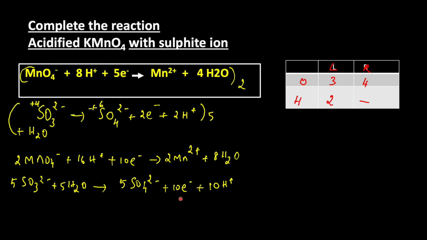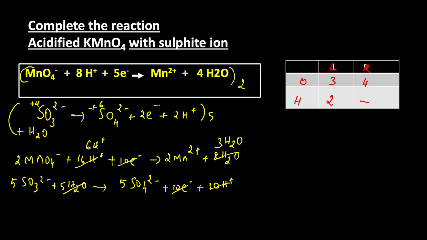So we can cancel the number of electrons. At the same time, we can also simplify the number of hydrogen and the number of oxygen, that means the number of water molecules. So 16H plus here and 10H plus here, so we can write 6H plus. In the same way, 5H2O and 8H2O, we can write 3H2O.